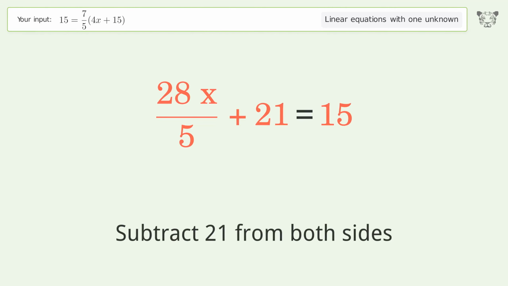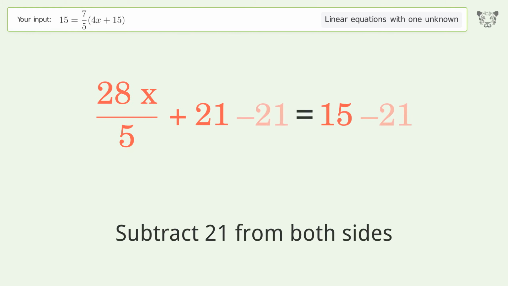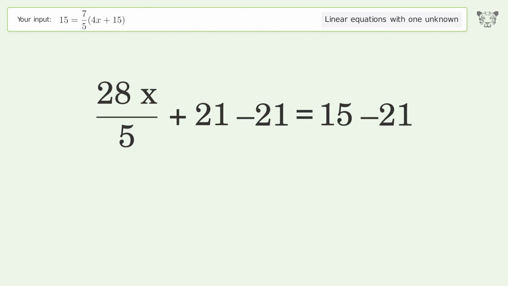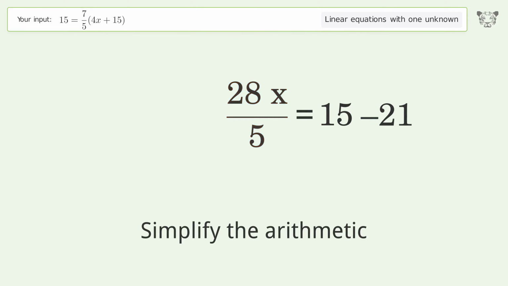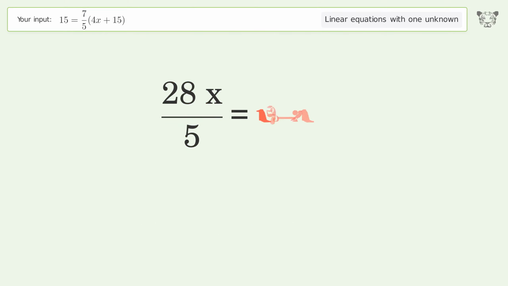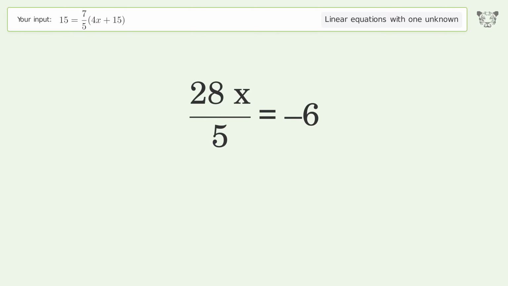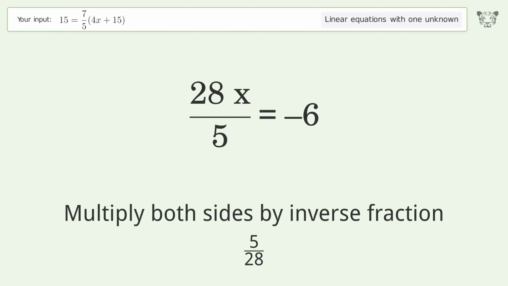Subtract 21 from both sides. Simplify the arithmetic. Isolate the x. Multiply both sides by inverse fraction 5/28.